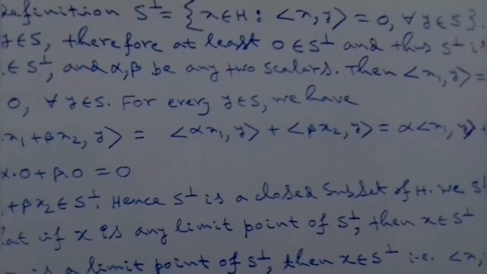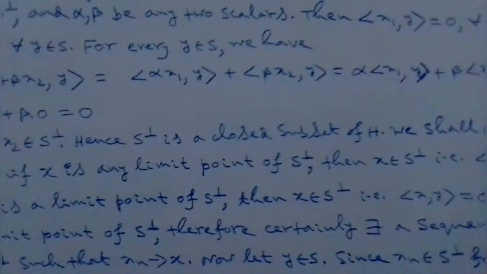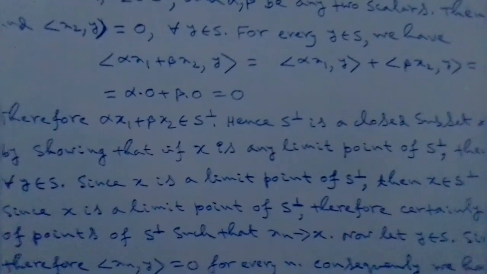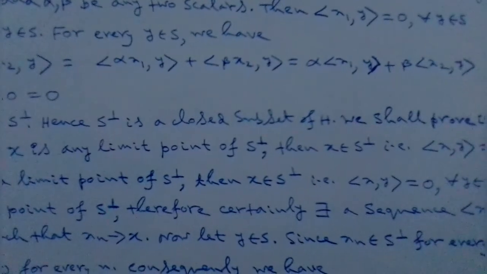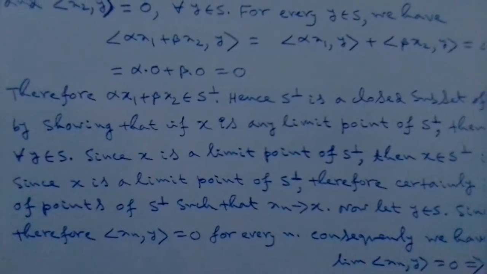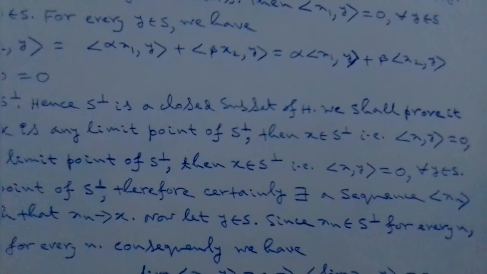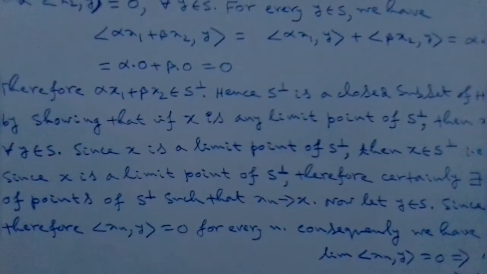x belongs to H, x dot y is 0 for all y belongs to S, in this manner. Hence S perpendicular is a closed subset of H, and we shall prove it by showing that if x is any limit point of S perpendicular, then x belongs to S perpendicular, that is, x dot y is equal to 0 for all y belongs to S. Since x is a limit point, then x belongs to S perpendicular and x dot y is 0 for all y belongs to S.